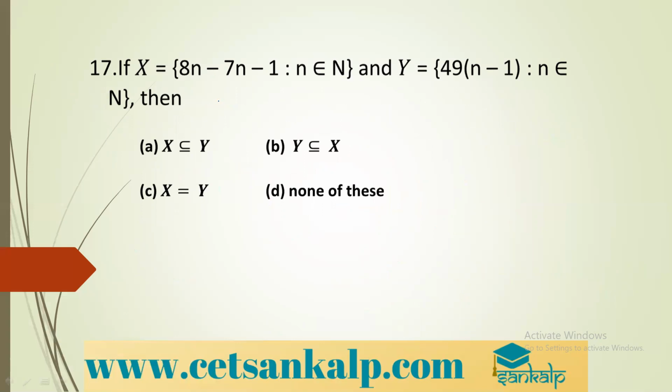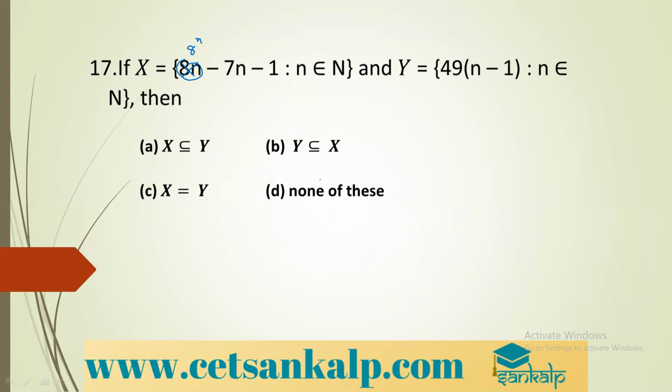X is given as 8 power n, it is not 8n, it is 8 power n minus 7n minus 1, where n is a natural number. And Y is given as another set. What is the Y set? 49 into n minus 1, where n is again natural. So I have to say whether X is a subset of Y, or Y is a subset of X, or X equal to Y.